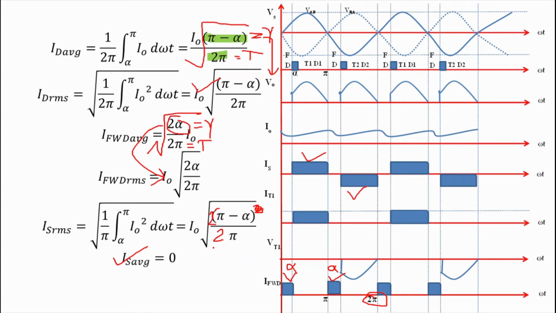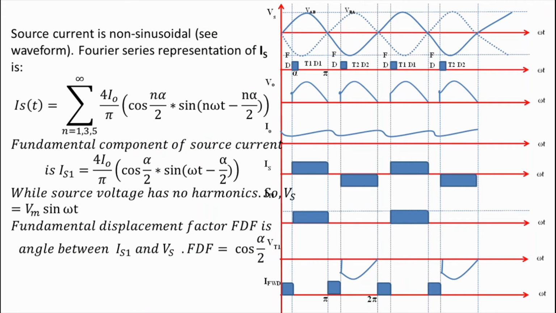So these are all the shortcuts, and these shortcuts are only applicable when the waveform is rectangular in nature. So the source current Is is non-sinusoidal in nature, and we can express any non-sinusoidal waveform using Fourier series, and the Fourier series of this waveform has already been told to you in my previous lecture.